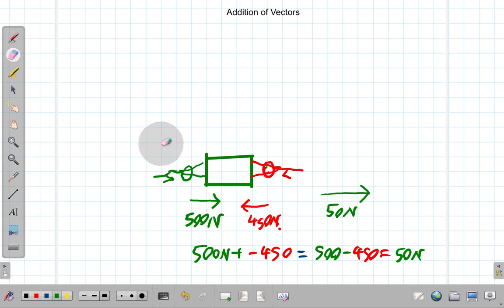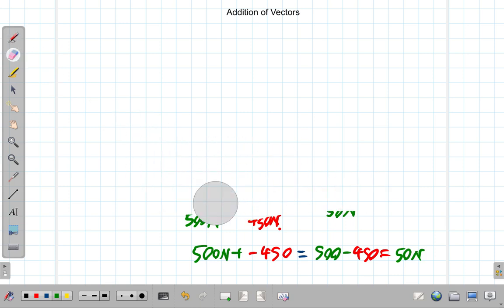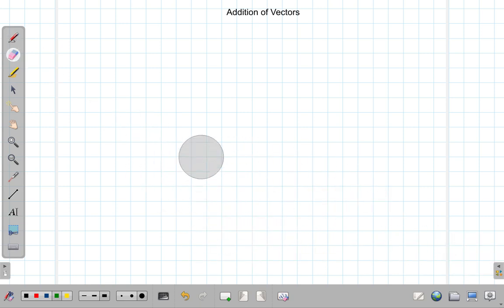Now, another scenario where we're going to add vectors. Remember, when we're talking about addition of vectors, in some cases we'll actually be subtracting because we're considering moving to the right, left to right as positive vectors, right to left as negative vectors.